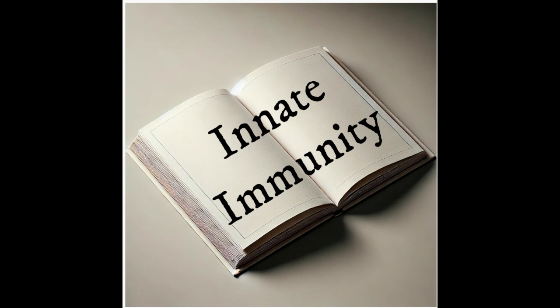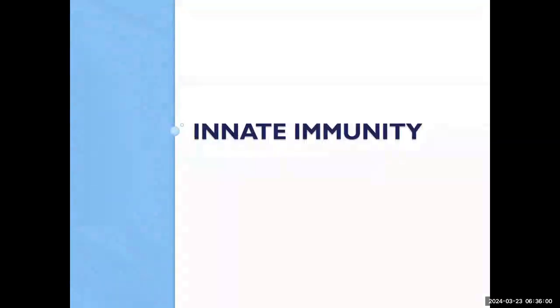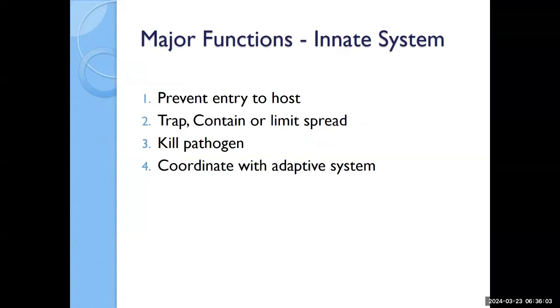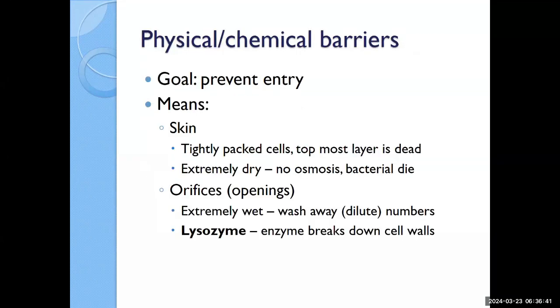We begin by talking about the innate immune system. Be able to recognize the 4 major functions of this system. First and foremost, it's to prevent entry to the host. Now, assuming that something gets in, the innate system will then try to trap, contain, or limit the spread of that pathogen. Function 3 is to kill or clear and remove the pathogen from the host body. And then 4 occurs when the innate system recognizes it's overwhelmed and it starts to coordinate with the adaptive immune response.